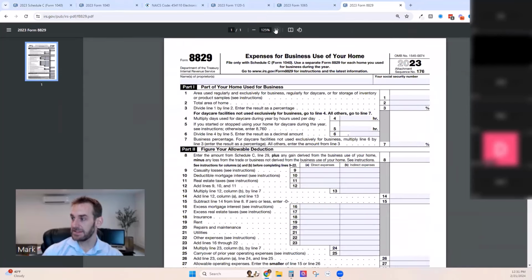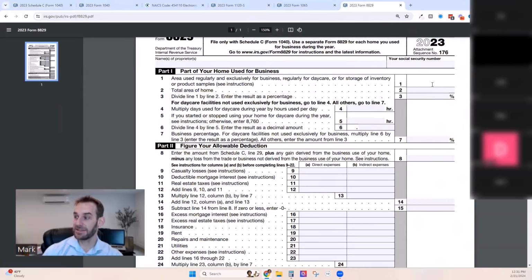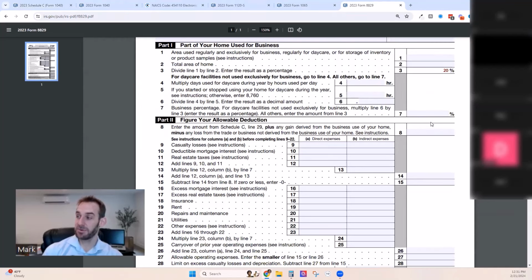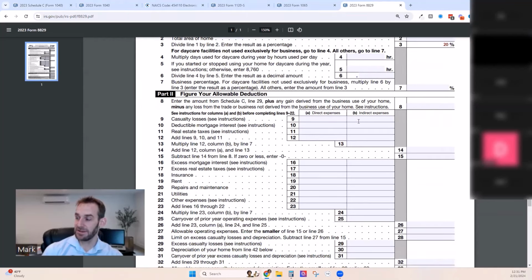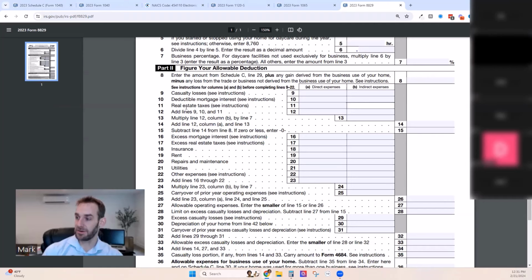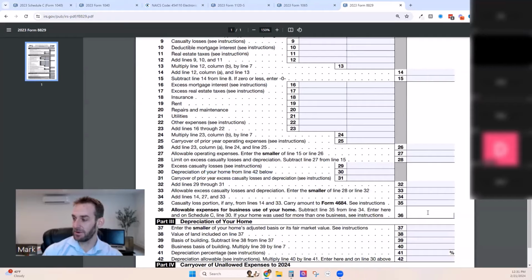I won't go through this in detail right now, but at the top, it asks what's the square footage of the office and what's the square footage of the whole home. Okay, it's 20%. Let's multiply 20% times your real estate taxes, mortgage interest, repairs, rent, and utilities, and we can include some depreciation if you own the home. And here's your total home office deduction, and that carries forward to the Schedule C.